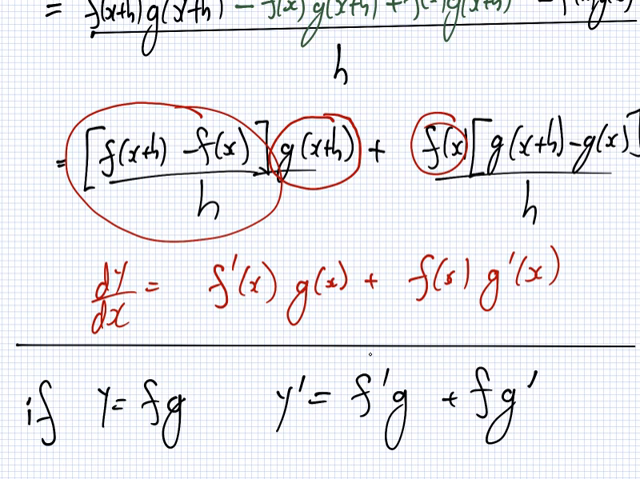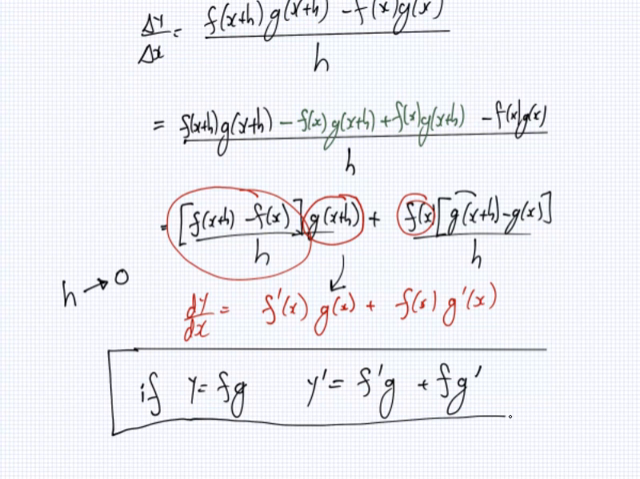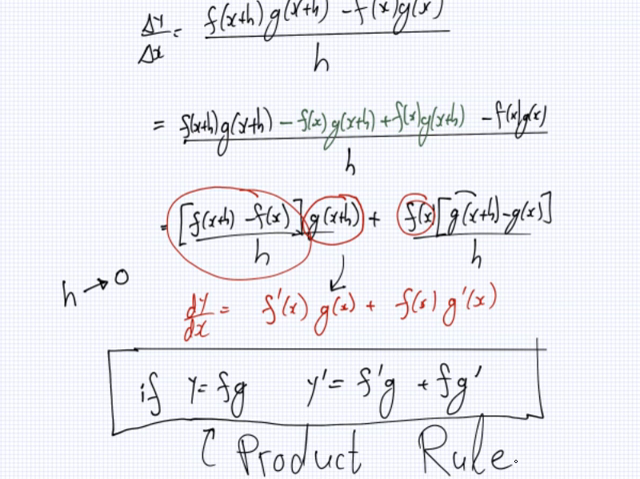But what about g(x+h)? It can't be g(x)? This becomes the derivative of g. No, I mean here, g(x+h) becomes g(x). Why? Because h is 0. At the very end here, you make h go to 0. Got that, guys? Let's have a look at some examples now.